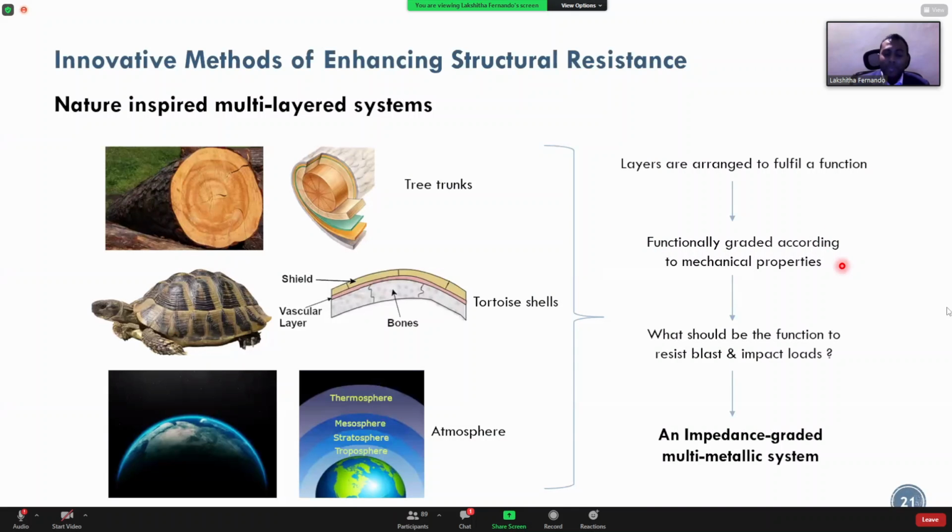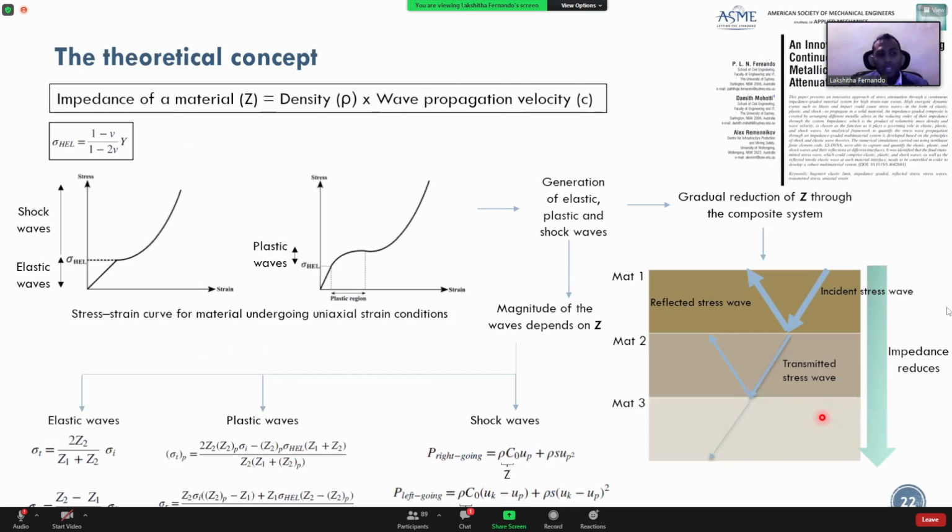So in structural engineering, or in the recent advancement in material engineering, we find this new class of materials called functionally graded materials. What we do is we vary a certain function along the cross section of the material system. This will allow us to make sure that the properties of the structure are enhanced compared to only having a single material through the system. So what I proposed was an impedance graded system. This property impedance is to do with the density times the wave propagation speed. Density is something we know. Wave propagation is that idea that I explained a few slides earlier.